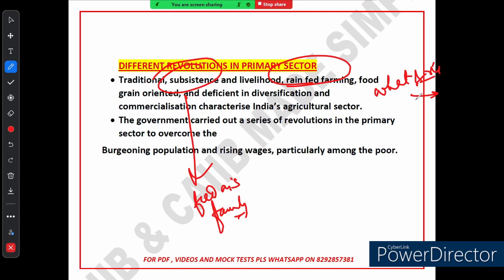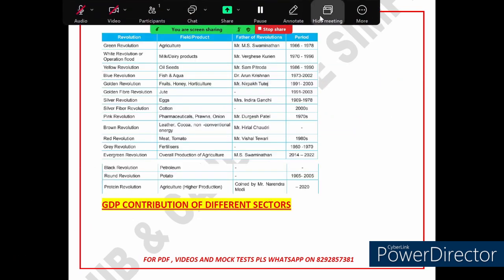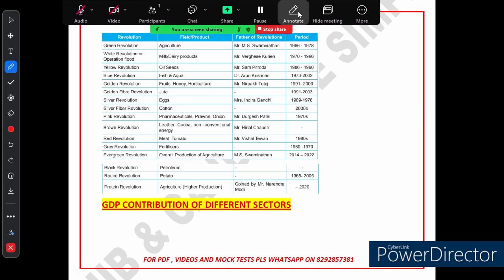To address these challenges, the government initiated a series of revolutions in the primary sector. These revolutions were aimed at increasing agricultural productivity, improving livelihoods, and meeting the needs of a rapidly growing population. Let's talk about some of the key revolutions. The first key revolution, as per our book, is the Green Revolution. The Green Revolution is perhaps the most well known of these initiatives.